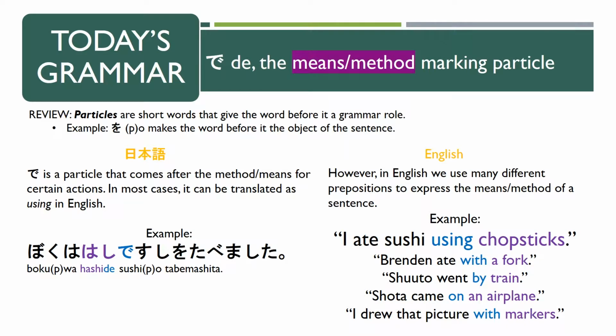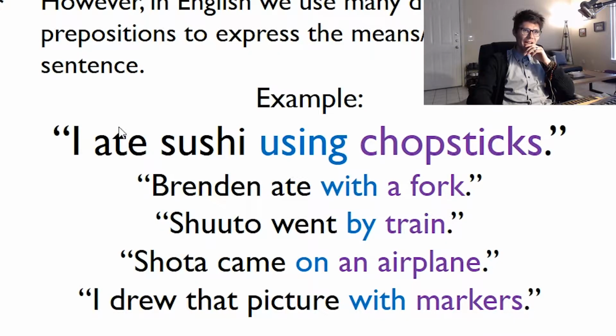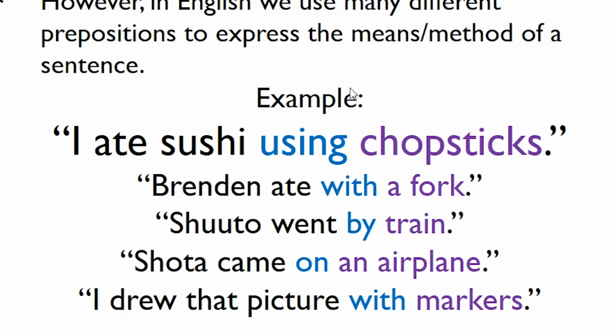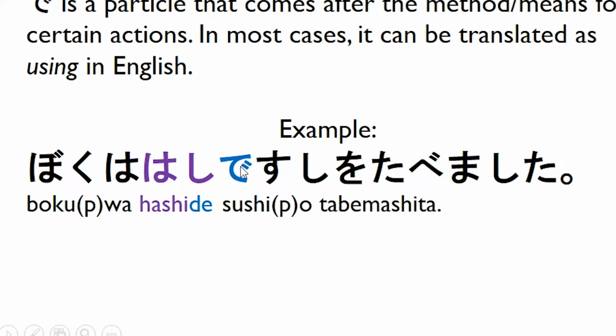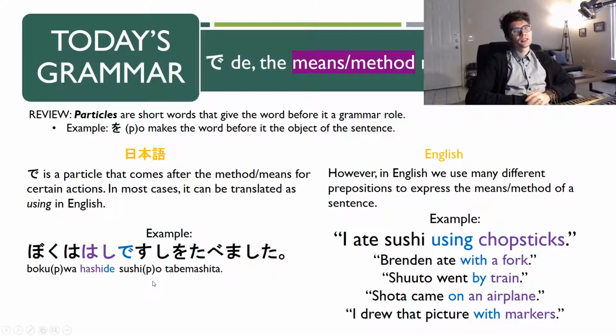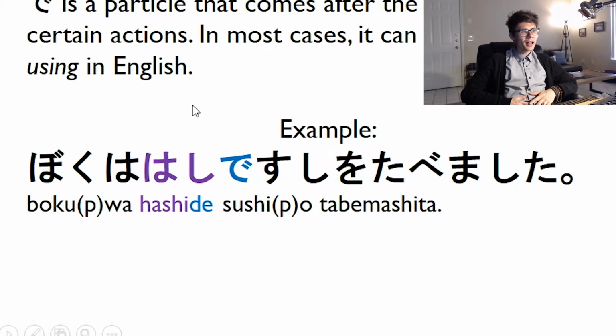All right, so now, de is what we're going to put after the means by which we do something. So for example, in English, we could say, I ate sushi using chopsticks. In English, using came before chopsticks. However, in Japanese, de comes after the word for chopsticks, which is hashi. So if you wanted to say, I ate sushi using chopsticks, it would be, 僕は箸で寿司を食べました.